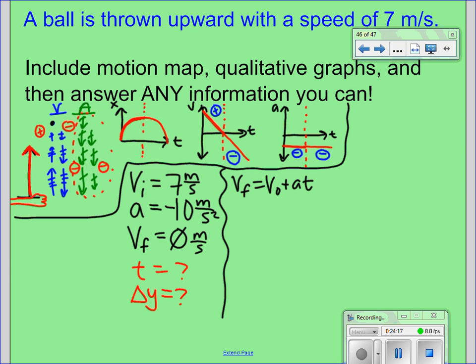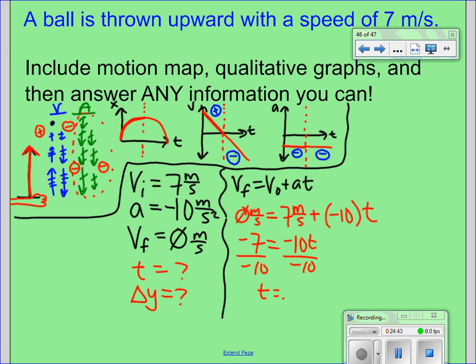My final velocity at the top of the peak is 0. The initial velocity that it was thrown up with is 7 meters per second, plus my acceleration is negative 10, and t is what I'm solving for. If I move the 7 onto the other side, I get negative 7 equals negative 10 t. And dividing both sides by negative 10 gives me a time of 0.7 seconds.